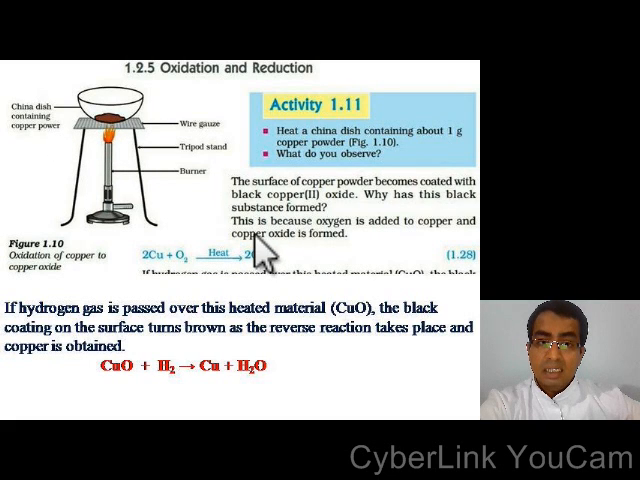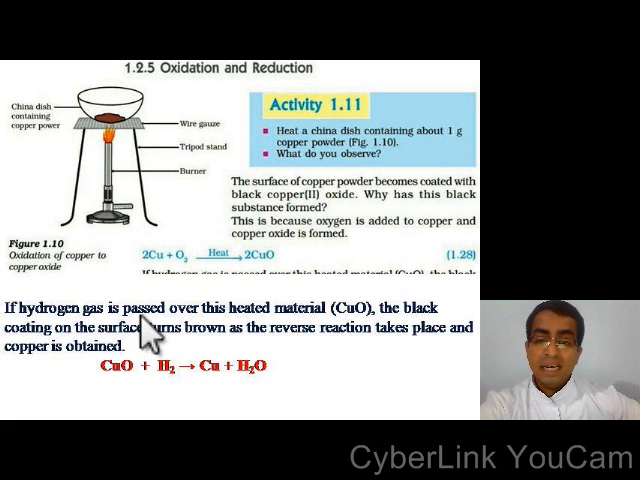Why did the color change occur here? This is because oxygen is added to copper and copper oxide is formed. This is a reaction: copper reacts with oxygen to form cupric oxide. So copper oxide is formed.